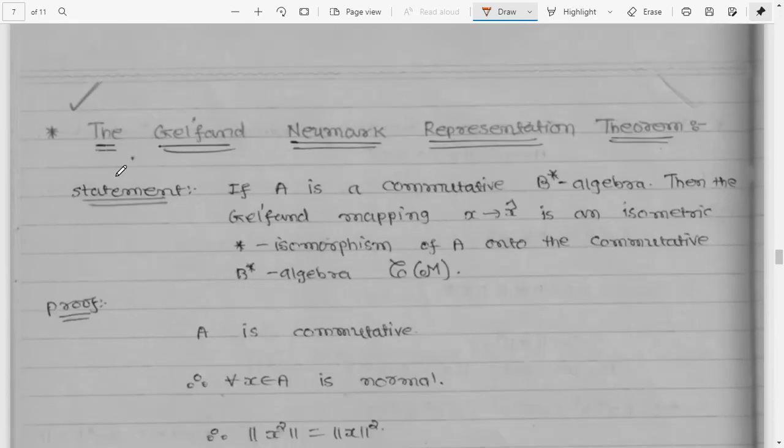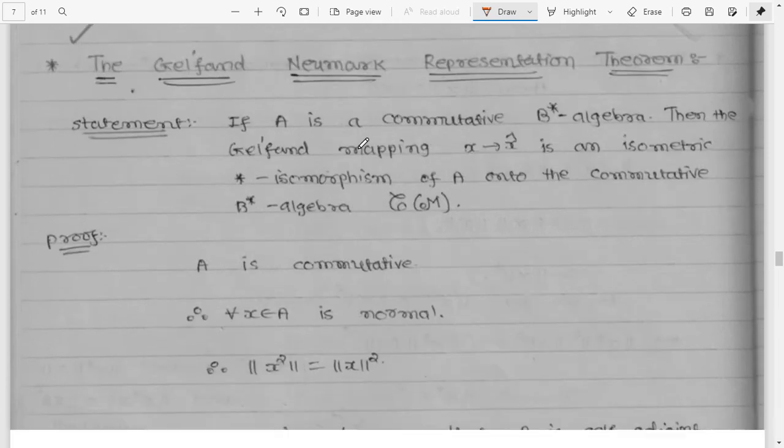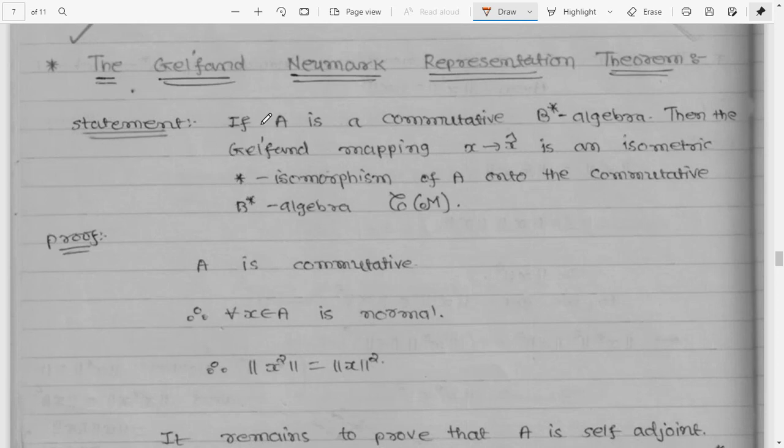Now we see the theorem, the Gelfand-Naimark representation theorem. Statement: if A is a commutative B star algebra, then the Gelfand mapping x to x cap is an isometric star isomorphism of A onto the commutative B star algebra script C of script M. Now see the proof of the theorem.